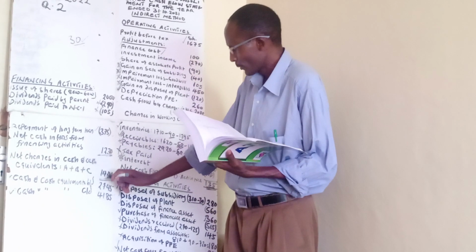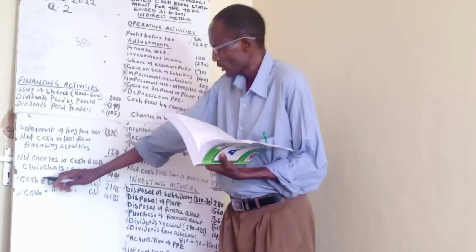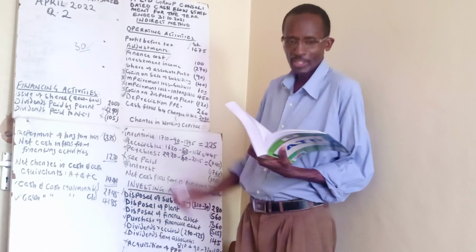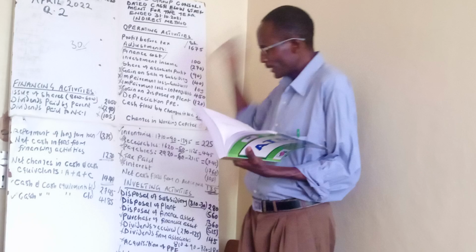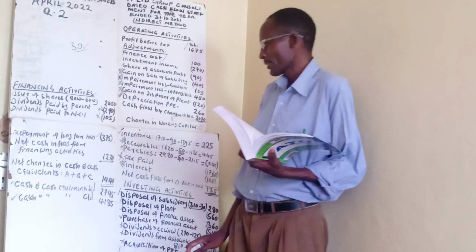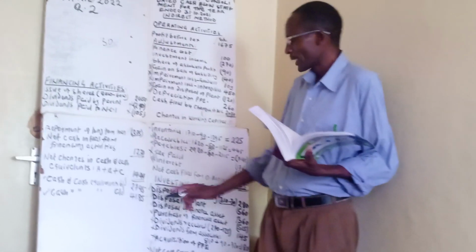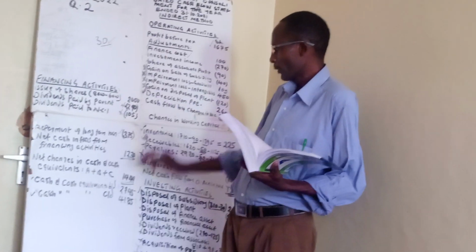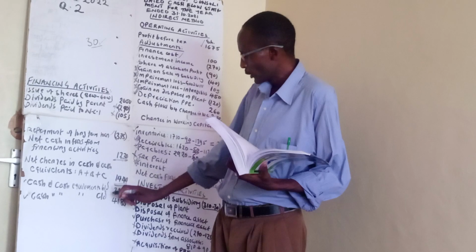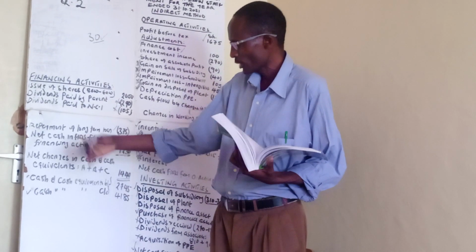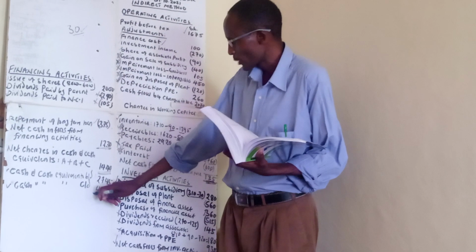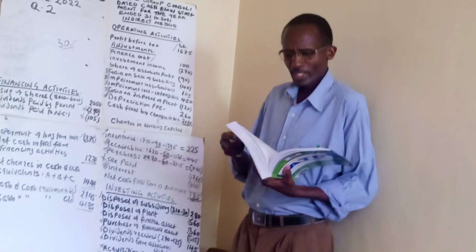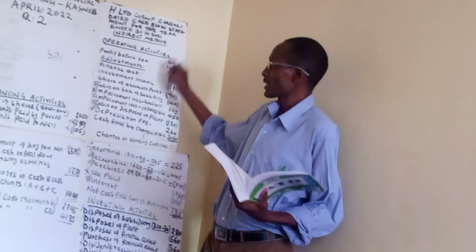Now, to the 1440 we add cash and cash equivalents brought down, which is 2745. That has been given in the statement of financial position. And then you get the cash and cash equivalents carried down, 4185. So after adding these three items, you get 1440. You add 2745, which is the cash and cash equivalents brought down, and these figures are now in agreement. That is how we are supposed to present our cash flow statements.